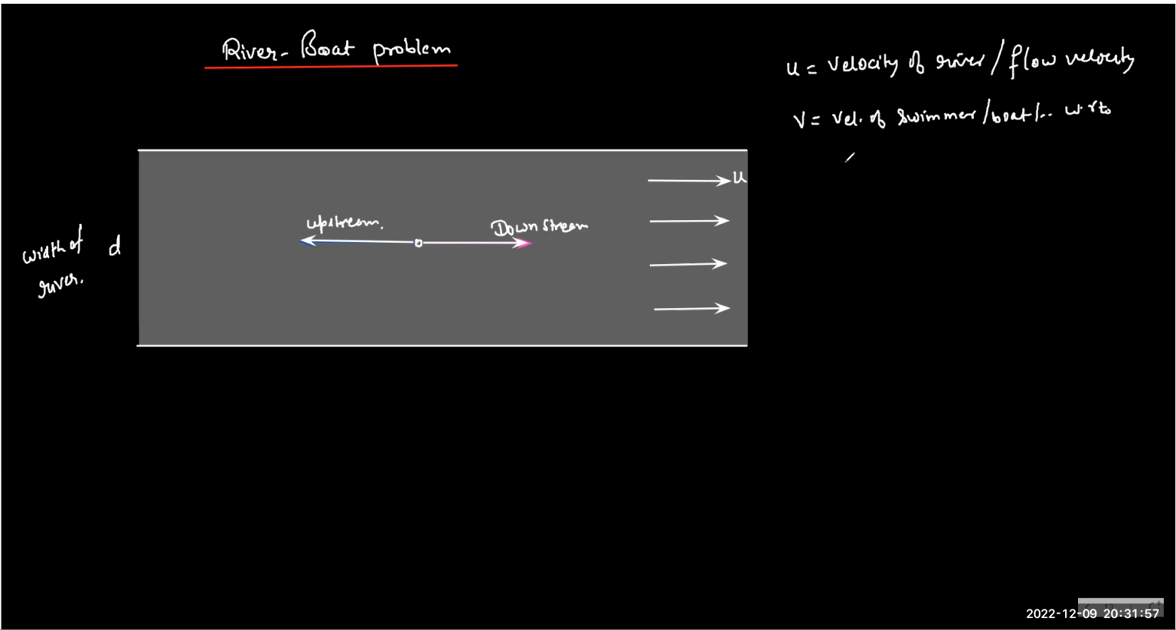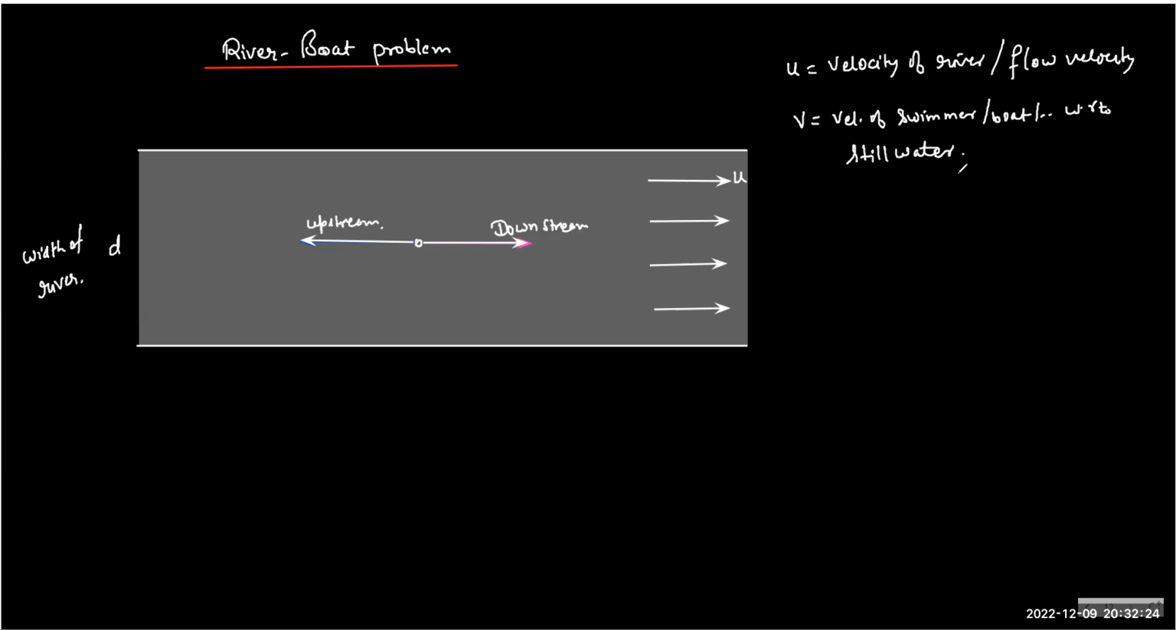now this is something crucial. So I'll add the exact thing: with respect to still water. And that is the source of confusion. As a beginner, when we read this sentence, we get confused about what velocity of swimmer or boat with respect to still water means.